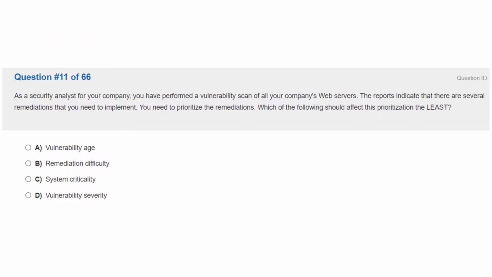Question 11. As a security analyst for your company, you have performed a vulnerability scan of all your company's web servers. The reports indicate that there are several remediations that you need to implement. You need to prioritize the remediations. Which of the following should affect this prioritization the least?